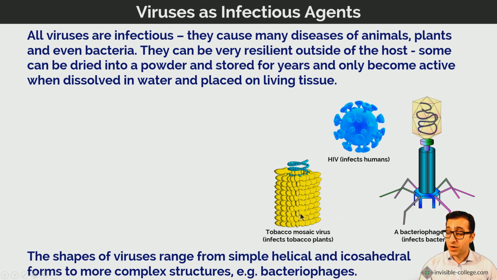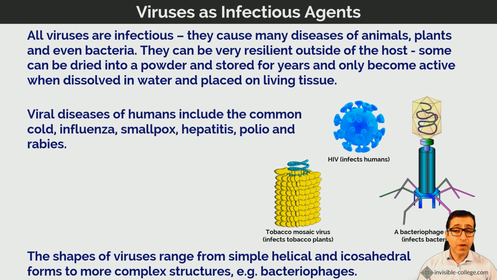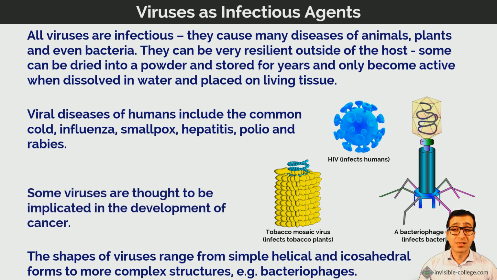So here we can see some of the different shapes of various types of viruses. The tobacco mosaic virus infects tobacco plants, the HIV virus infects humans, and this is the shape of a bacteriophage virus, which actually infects bacterial cells. So viral diseases of humans include the common cold, which is actually caused by a whole variety of different viruses, part of the reason there isn't a cure for the common cold, influenza or flu, smallpox, hepatitis, polio, rabies. These are all viral diseases. And some viruses have been implicated in the formation of cancer as well.